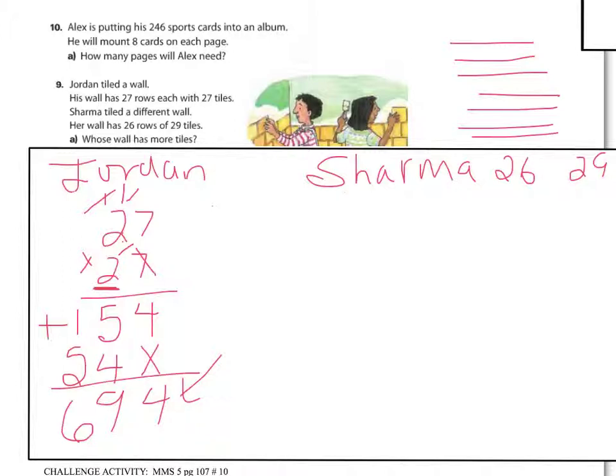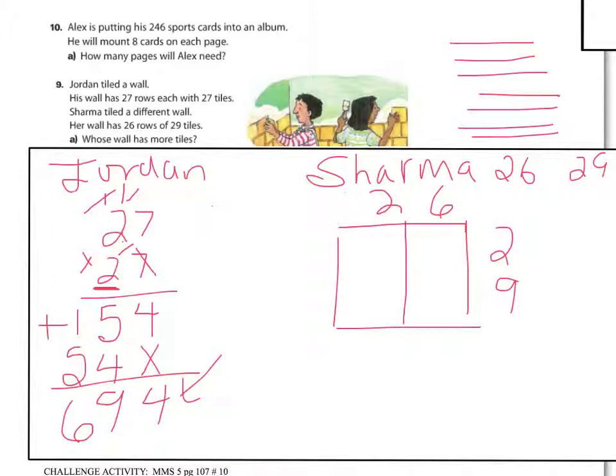Now, I used grid method. I've used algorithm method. Let's use lattice method this time. So I've got 2 and I've got 6, and then I've got 2 and I've got 9, so I need to split that into one column for the 2, one column for the 6, one row for the 2 and one row for the 9. And then I have to split each box diagonally, right to left, top to bottom.